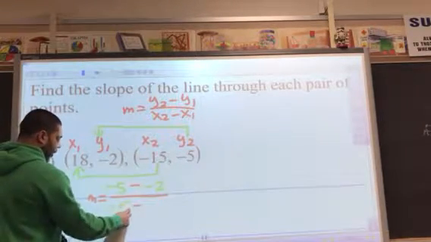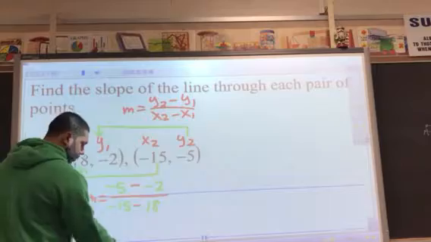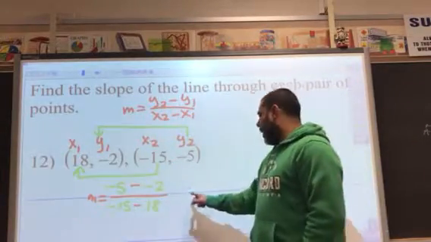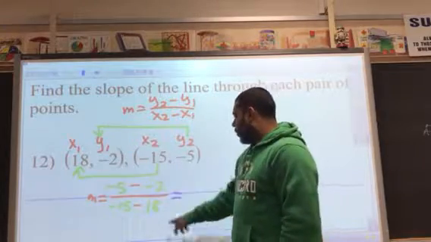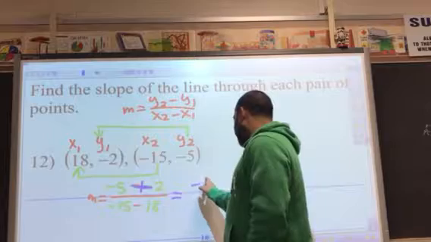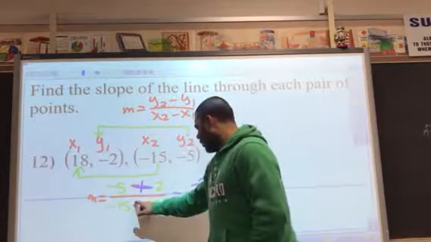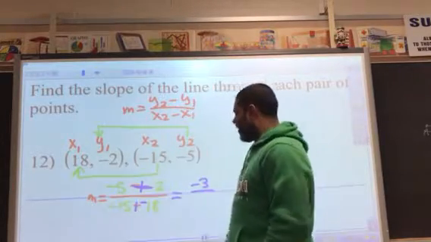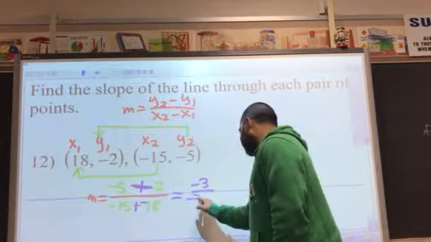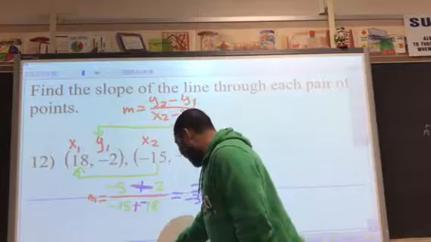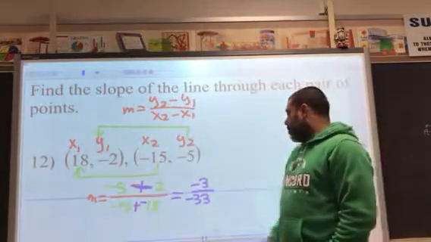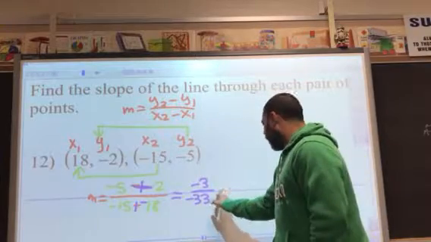On the bottom, x2 minus x1. So I have -15 minus 18. And I need to be very careful about going ahead and combining these. So minus a negative is plus. That ends up being -3. I like to boom slash this. Same signs, add, keep the sign. That would be -33. Now, one thing I have to do, if I leave it like this, it's wrong. I have to fix a negative over negative.